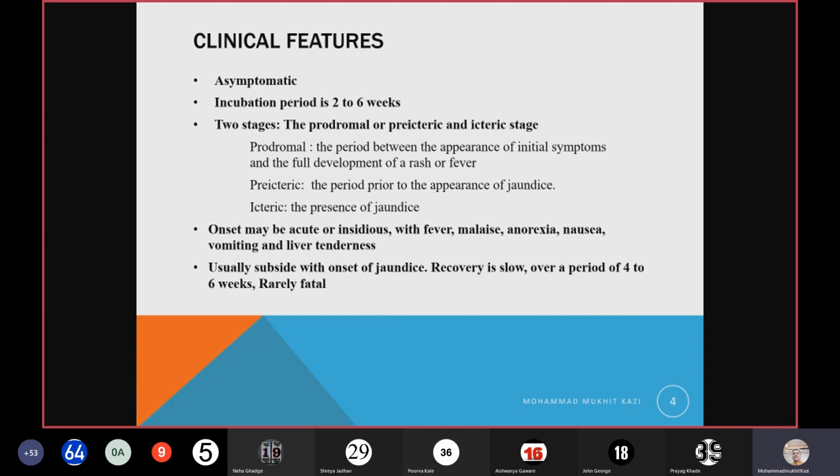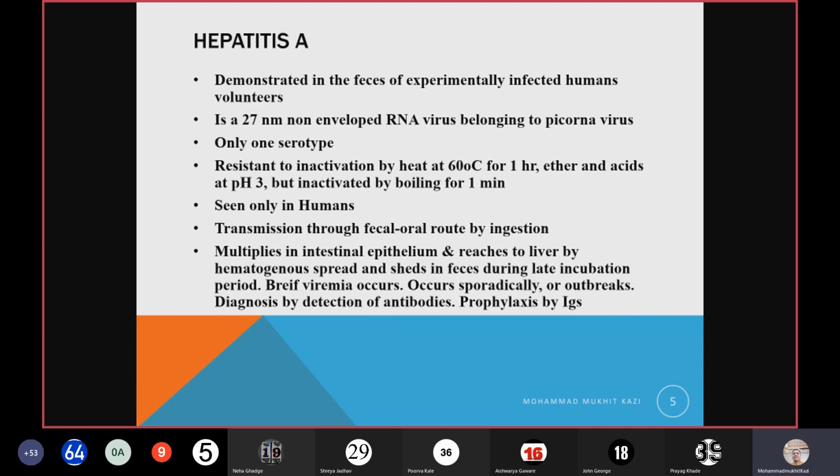Usually, the disease subsides with the onset of jaundice. Recovery is very slow, over a period of 4 to 6 weeks. It takes another couple of weeks, almost a month, to get rid of this disease. And as I said, it is rarely fatal. It is not obvious that the patient will die. Now we will learn one by one about these viruses: what their structure is, what they consist of as genetic material, etc.